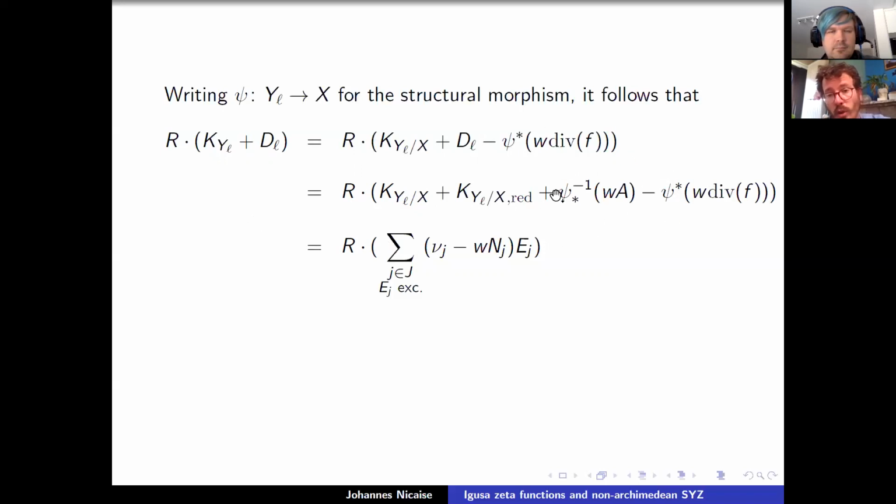And then we have one more term, which gives us plus the strict transform of W times A. So this will kill off all the components in the strict transform of A, because they will appear with the same multiplicity in this term and in this term.